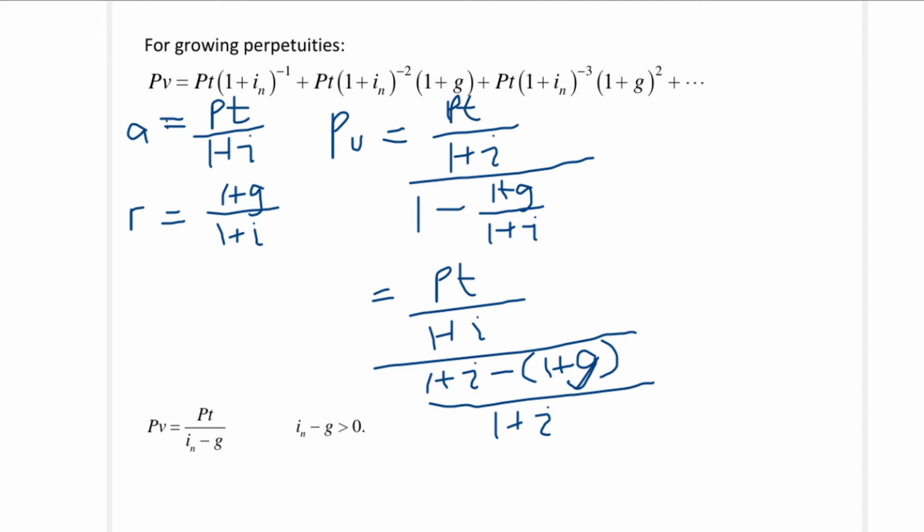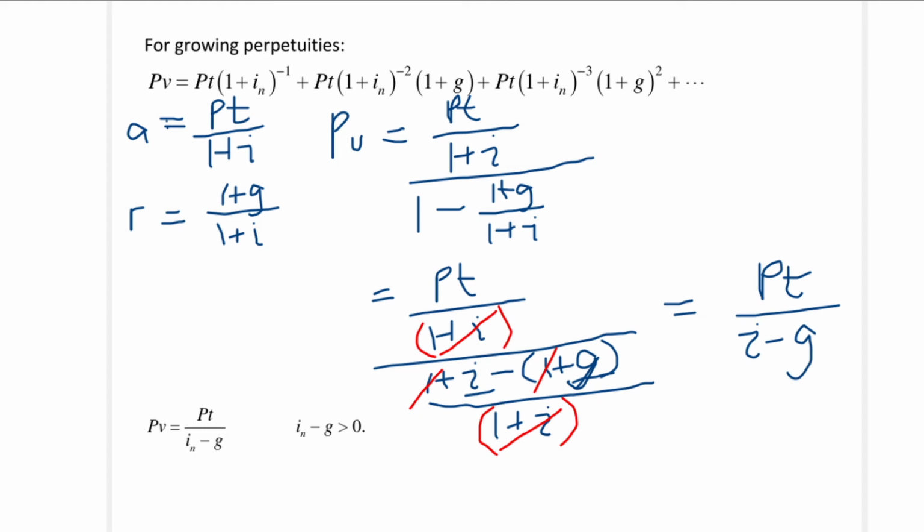Okay, and again we can cancel out. So the 1 and the 1 will cancel out. The 1 plus I and this 1 plus I will cancel out. And then we end up with payment over I minus G. Okay, and it is important that my I minus G must be greater than 0 for this sum to converge. So that also means that the interest rate must exceed the growth rate of the payments.